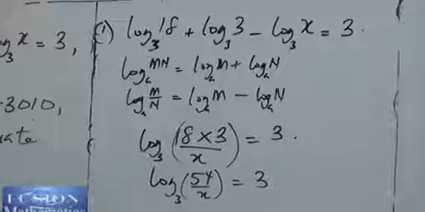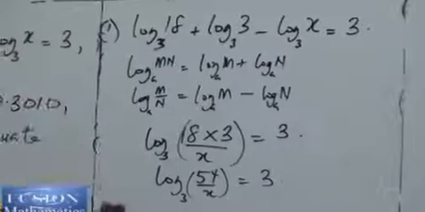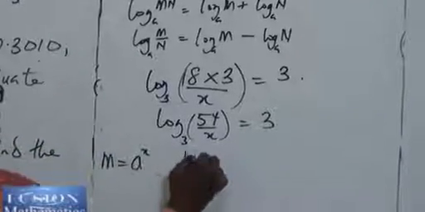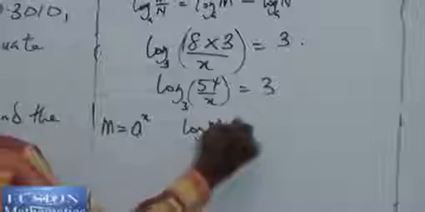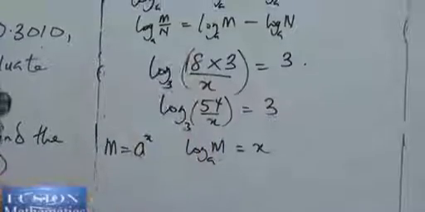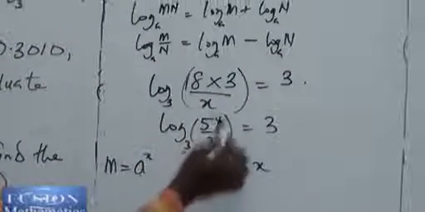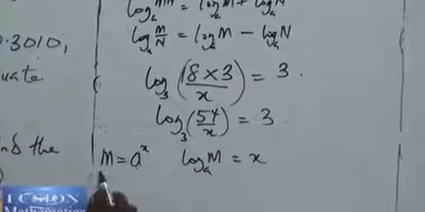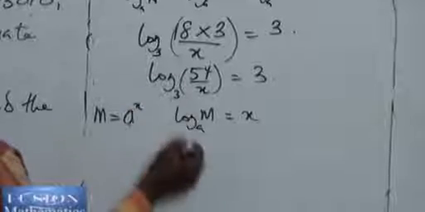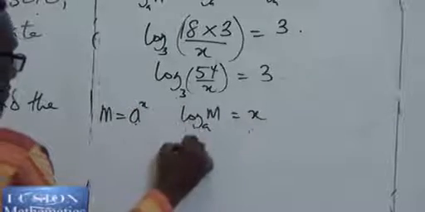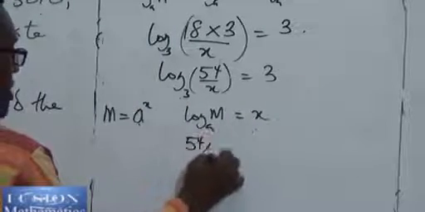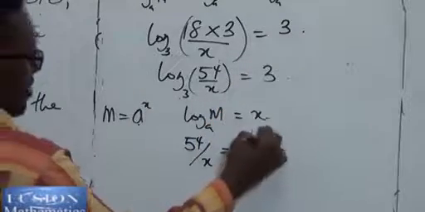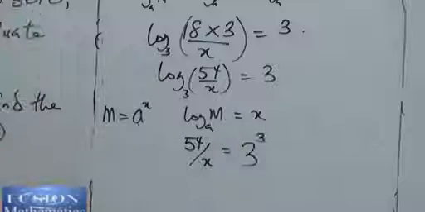From our relationship between indices and logarithm, we said that when we have m equals a raised to power x, log m base a will now be x. So that means that since we have the number, a base, we can take this vice versa to an index form. So our question will now be 54 over x equals 3, the base, raised to power, the power here, so that will be 3.